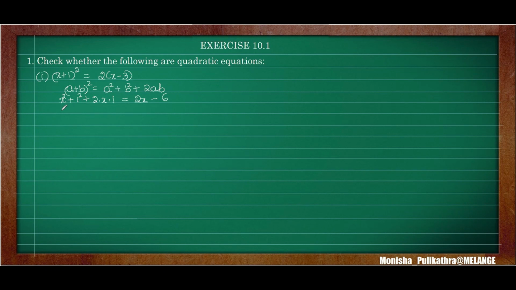So x square will become x square itself. 1 square is also equal to 1, plus 2 into x into 1 is 2x, is equal to 2x minus 6. Here 2x gets cancelled. So remaining x square plus 1. I will shift this minus 6 to this side. It will become plus 6 is equal to 0. So x square plus 7 is equal to 0.